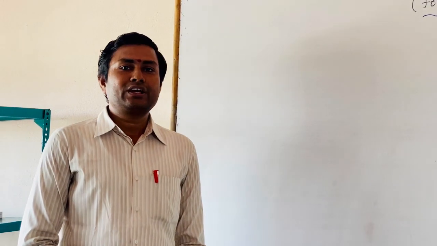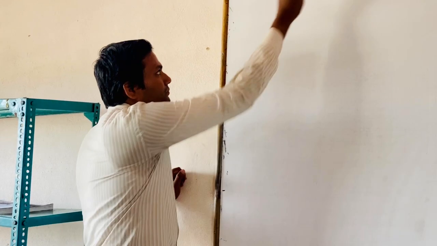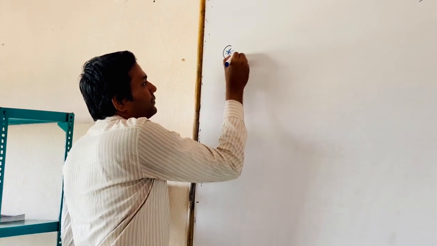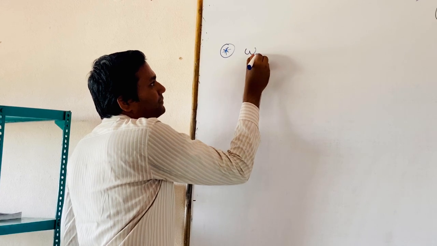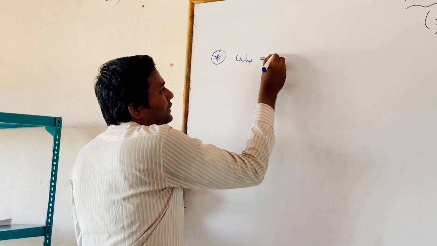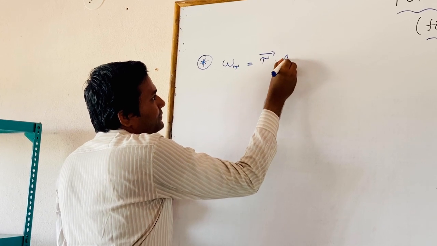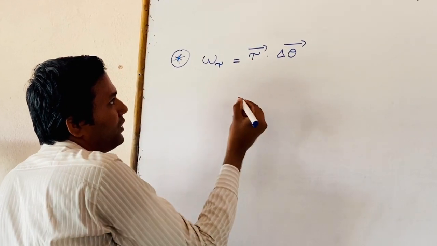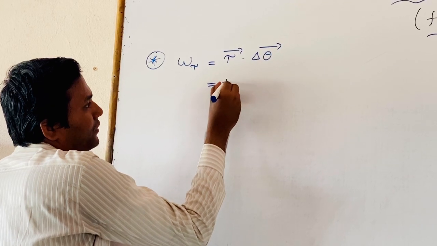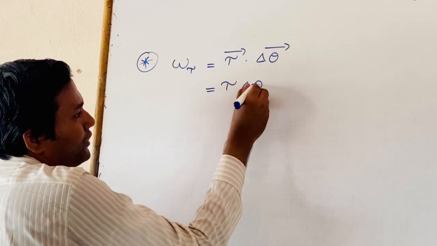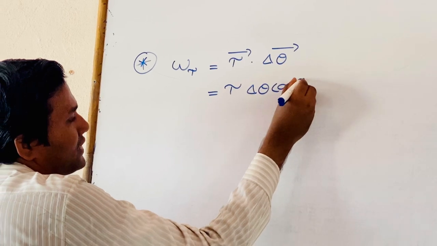Before exploring the concept of potential energy of the dipole, let us try to understand how we can calculate the work done by the torque when the torque is constant, for general motion. So see here. Work done by the torque is tau bar dot delta theta bar. If you expand this dot product, we write it as tau into delta theta cos phi.